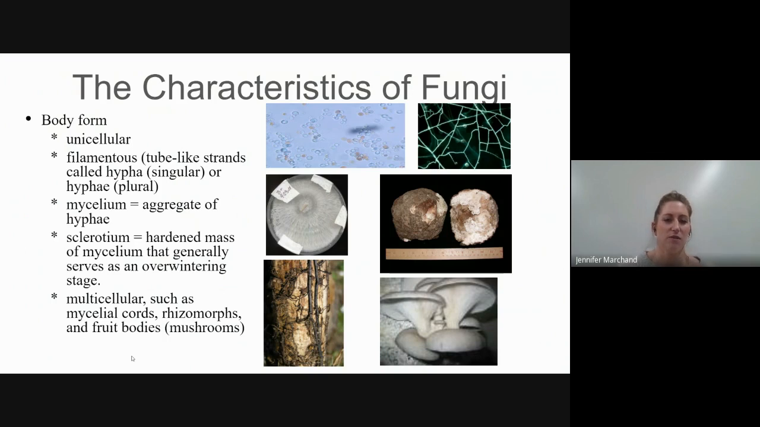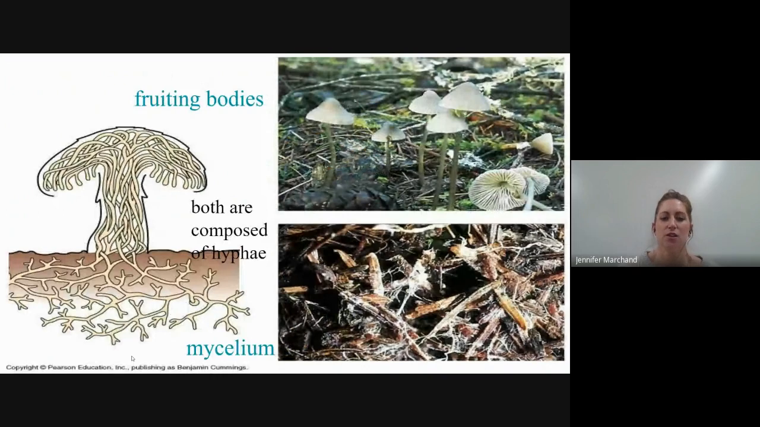There's some hard parts on fungi. It's called sclerotium. It's a hardened mass of mycelium that generally serves as an overwintering stage. Okay, so again, we got the fruiting body up here on the top, and then you have this mycelium down here, kind of like the roots. It's called mycelium, but just for your reference, as you can see here in this mass right down here, this is what it looks like underground. But they're both made of hyphae, okay? Both made of hyphae, something to know for your quiz.